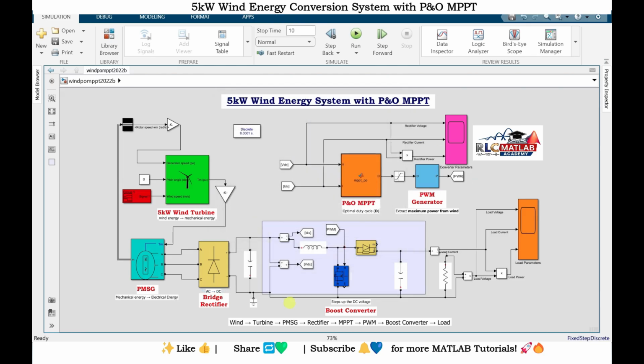Next, the boost converter inductance and capacitance ratings we have calculated based on the wind turbine and PMSG. Based on that we have to calculate the inductance, capacitance and load resistance. After that we have to run the simulation to get the results based on the wind speed for the 5 kilowatt wind turbine. Now I am going to simulate the model.